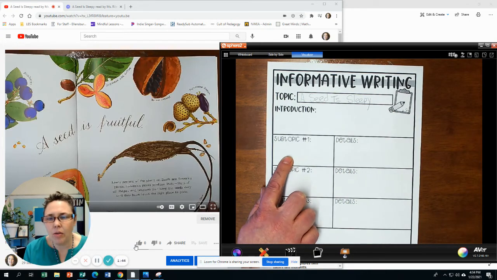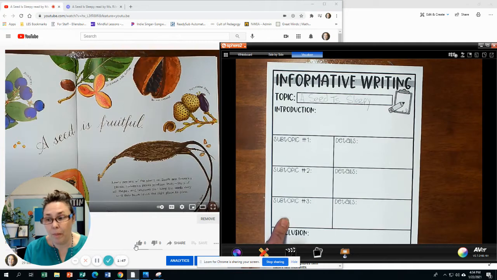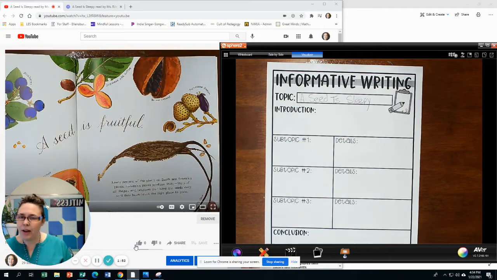Then you are going to pick out 3 subtopics from the story. So in this book, it's kind of easy to find those subtopics because they're in great big letters. So notice this picture up here on your screen that's showing the book, and it says A Seed Is Fruitful. That's one of the subtopics. So as you're going through and looking at the video again, you can pause it on the different pages and see what the words are in the big cursive letters. All right. And you can figure out what the subtopics are. So you're just going to pick 3 of the subtopics.